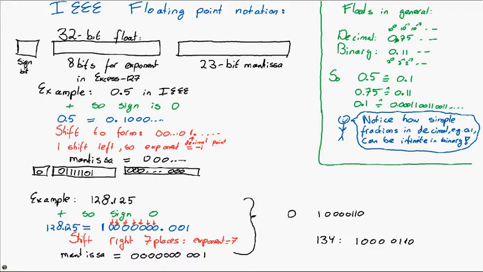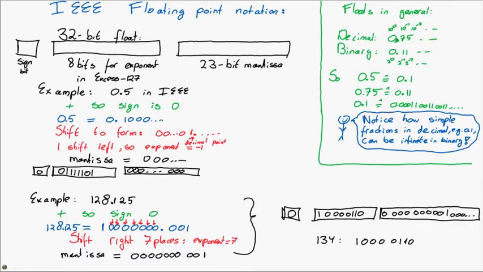Well, it has to be made 23 bits, but we're only using 10, so we write down the 7 zeros, 2 more zeros, a 1, followed by a number of zeros. And there you have it, a conversion of 128.125 to the IEEE floating point notation.